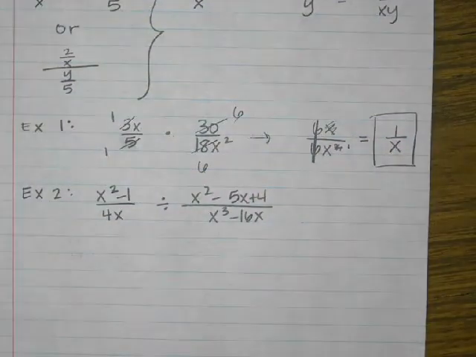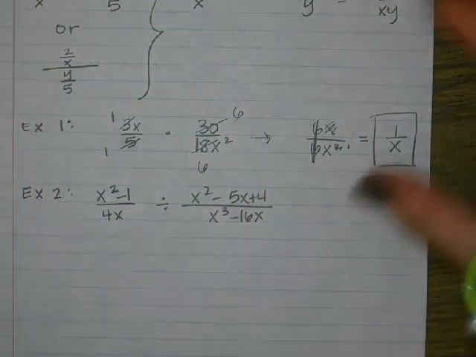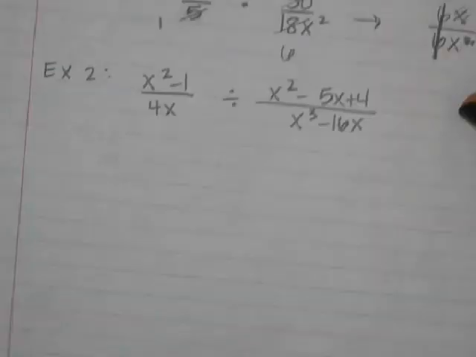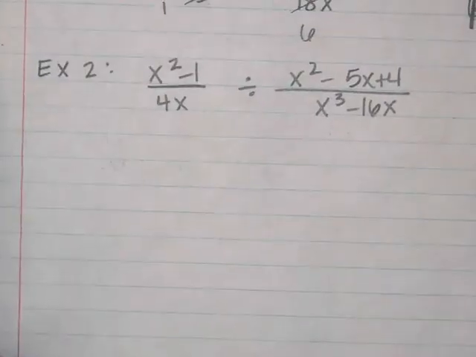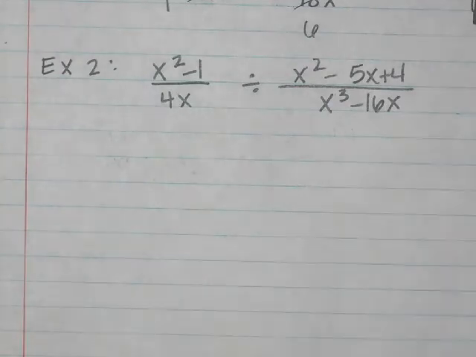So x squared minus 1 over 4x, and then divided by x squared minus 5x plus 4 over x to the third minus 16x.